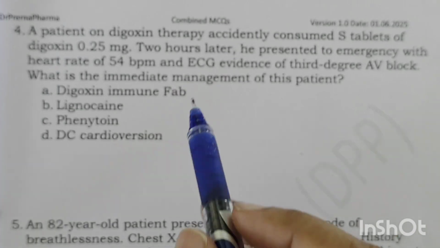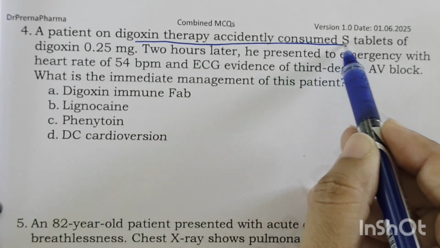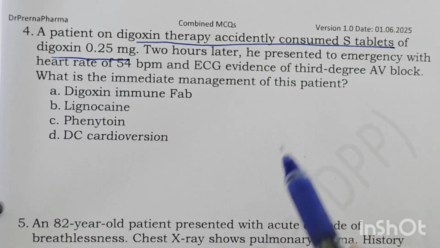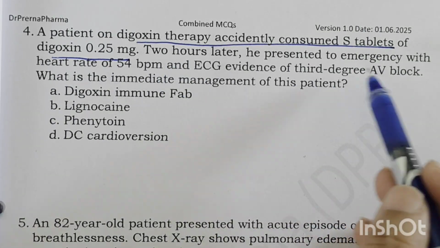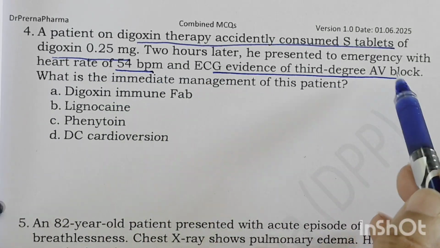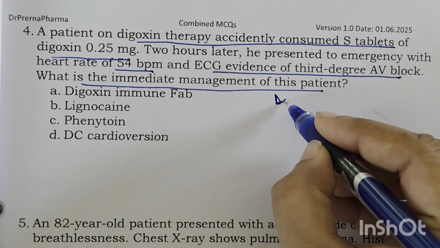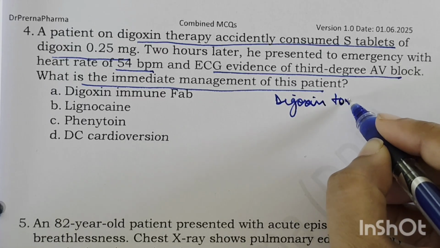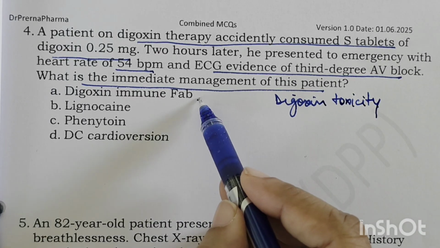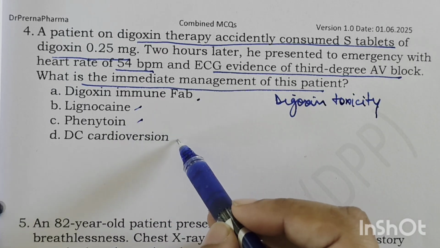Next question. A patient on digoxin therapy accidentally consumed some tablets of digoxin, 0.25 milligram. 2 hours later, he presented to the emergency with heart rate of 54 and ECG evidence of 3rd-degree AV block. What is the immediate management of this patient? So this patient, who is on digoxin therapy, has developed digoxin toxicity. The options are digoxin immune Fab, lignocaine, phenytoin and DC cardioversion.